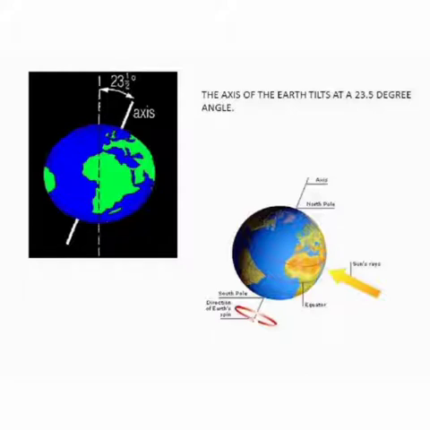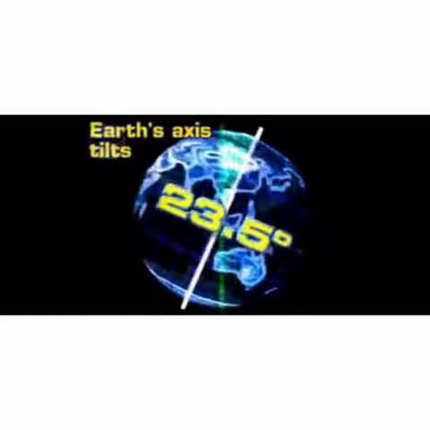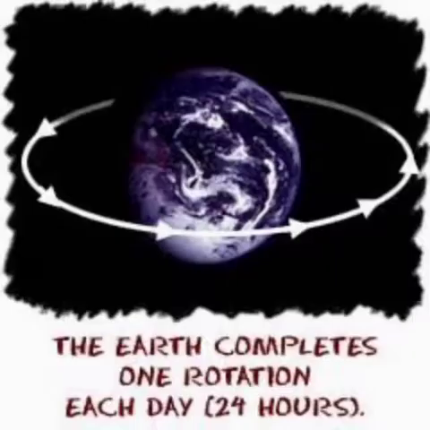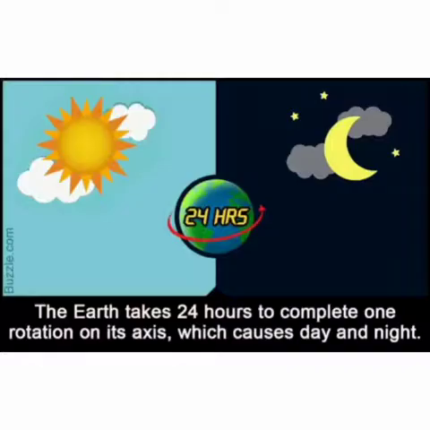So the earth also spins around its axis, and it is tilted at an angle of 23.5 degrees, and always rotates in the direction from west to east. It takes 24 hours to spin around its axis. So approximately 12 hours day and 12 hours night.